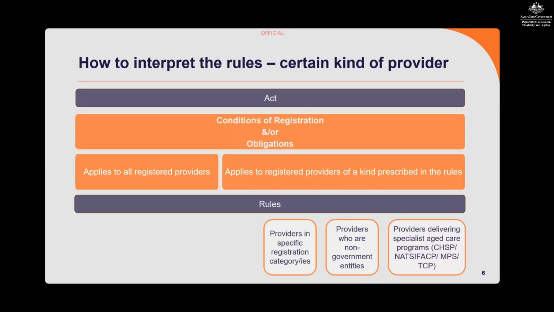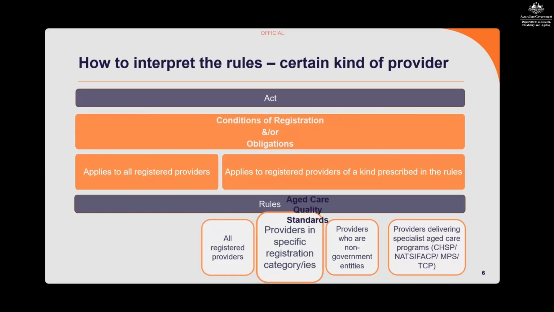residential care only. Complaints management is another similar example where the requirements are on all providers with more detail on what is required for providers set out in the rules. The aged care quality standards is another example of where the requirements apply to only some providers.